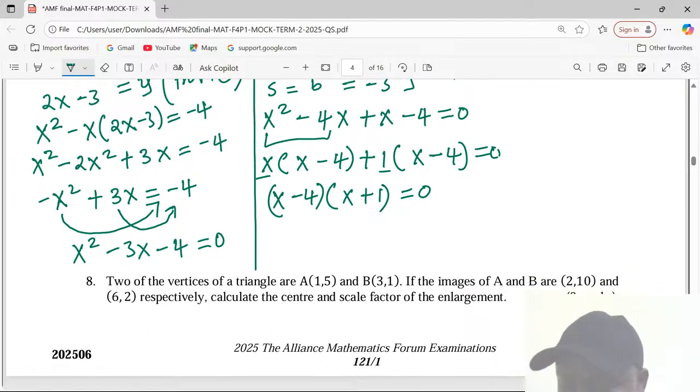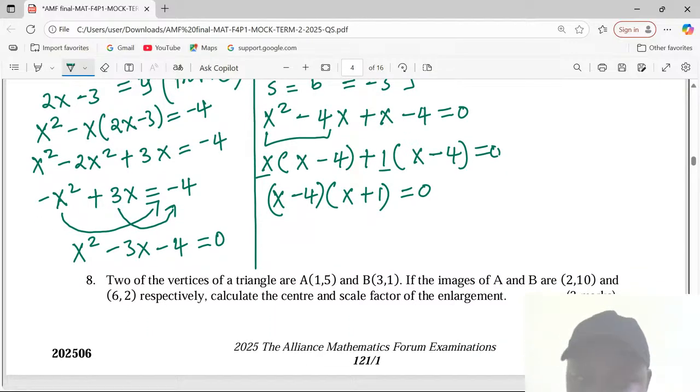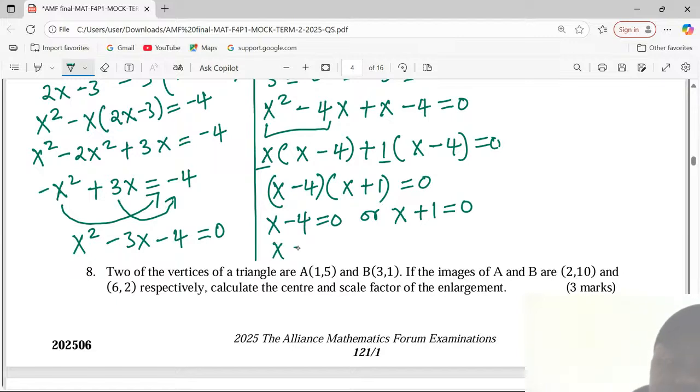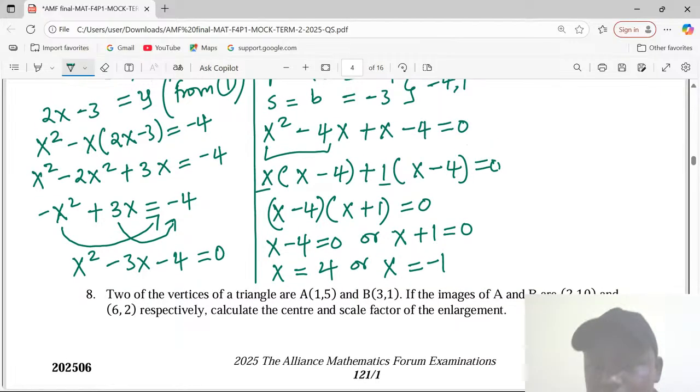At this particular point now, ladies and gentlemen, we can now say either x minus 4 equals 0 or x plus 1 equals 0. So from the first one, x equals 4, or x equals negative 1. So we have the values of x. We have the two values of x.